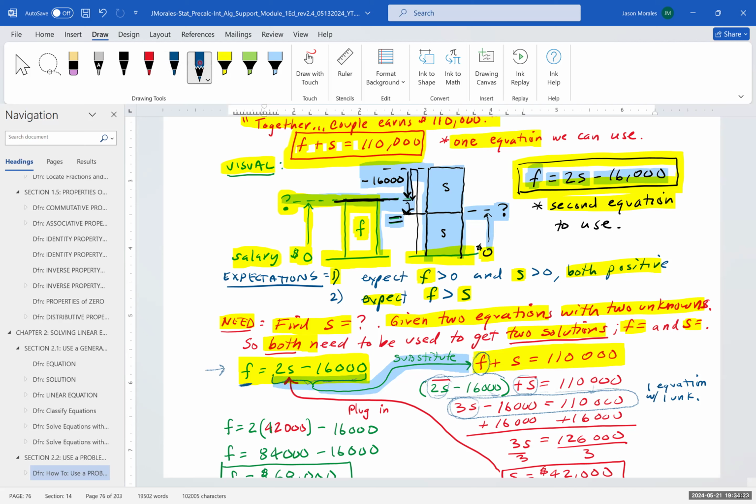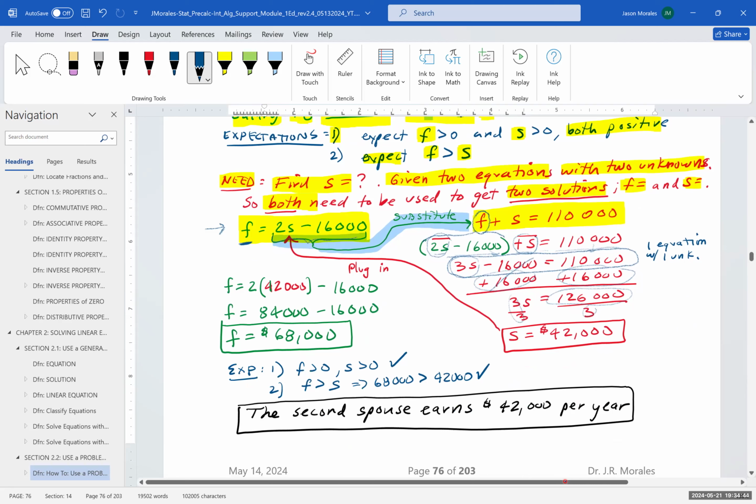So now we just need to get S by itself. So I added 16,000 to both sides. And this canceled out 16,000 on the left. And 110,000 plus 16,000 gave me 126,000. Then I divided both sides by 3. And that gave me an amount for the second spouse. So that was 42,000. So I could technically stop there, but I want to go just a little bit more because I want to see if this amount fits our expectations.